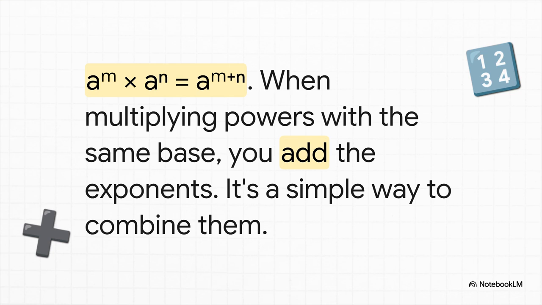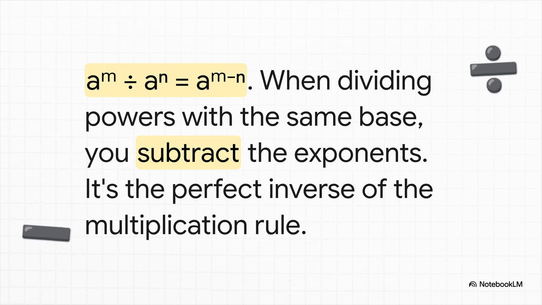It makes total sense when you think about it. You're just counting up the total number of times the base is being multiplied. And you know, what's the opposite of multiplication? Division. So you might have guessed this one. When you divide two powers with the same base, you just keep the base and subtract the exponents. It's the perfect flip side to that first rule.